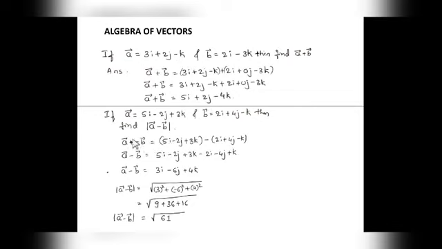Now we'll take one more example of subtraction. If vector A is equal to 5i minus 2j plus 3k and vector B is equal to 2i plus 4j minus k, then find magnitude of vector A minus vector B. Here they have asked one extra thing: not only vector A minus vector B, you have to find the magnitude of vector A minus vector B. Now let's take vector A minus vector B first. Vector A is the given vector A minus vector B.